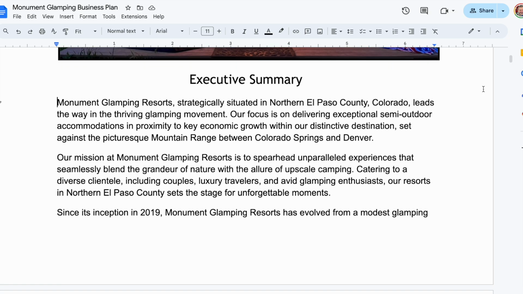Monument Glamping Resort, strategically situated in northern El Paso County, Colorado, leads the way in the thriving glamping movement.